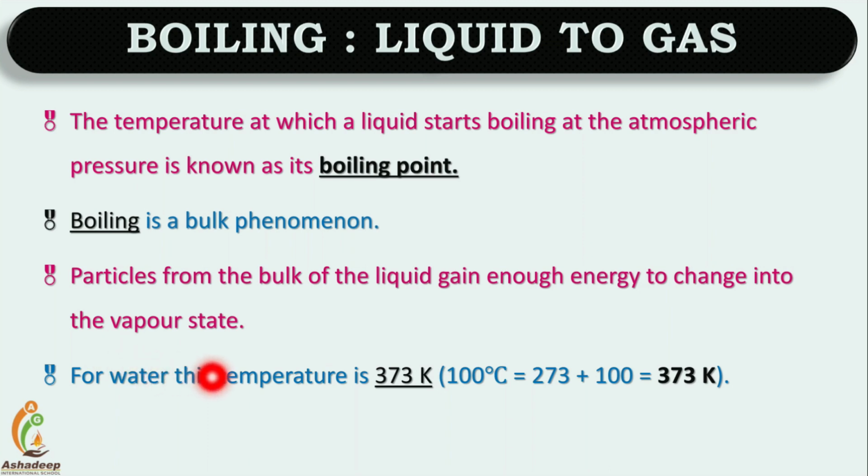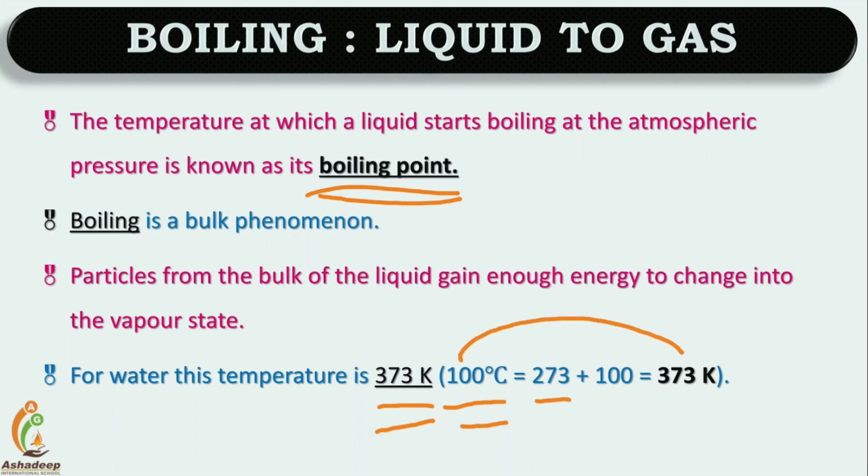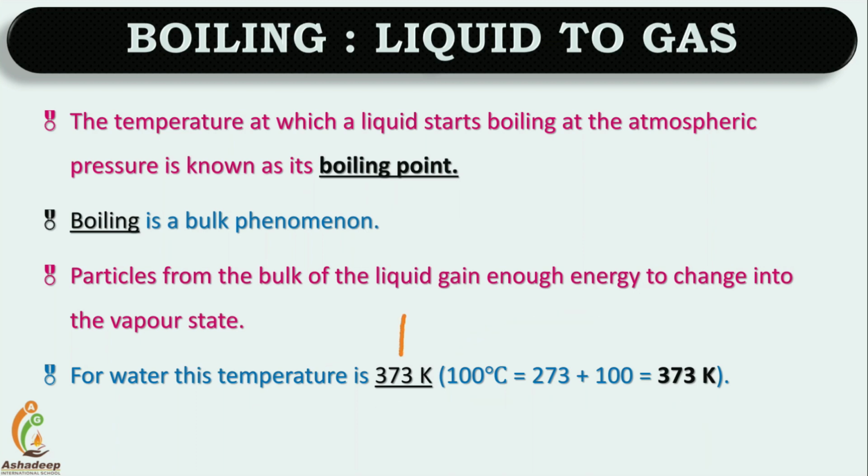For water, the boiling point is 373 Kelvin. It is 100 degrees Celsius. When you convert into Kelvin, you have to add 273. When you add 273 to 100, you will get 373 Kelvin. So you can write 373 Kelvin or 100 degrees Celsius. That is the boiling point of water.